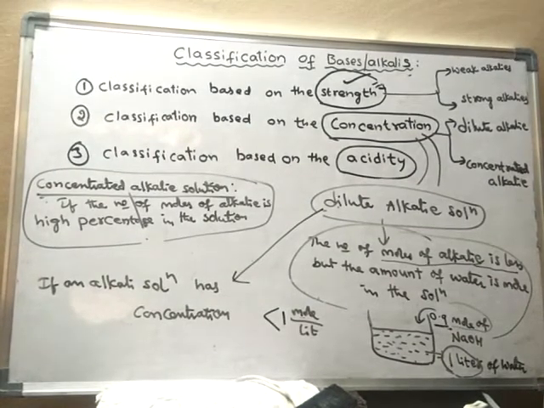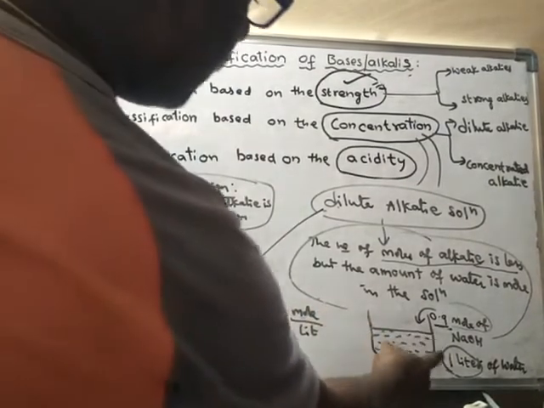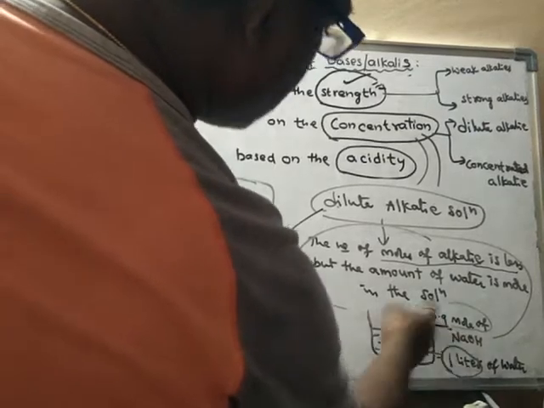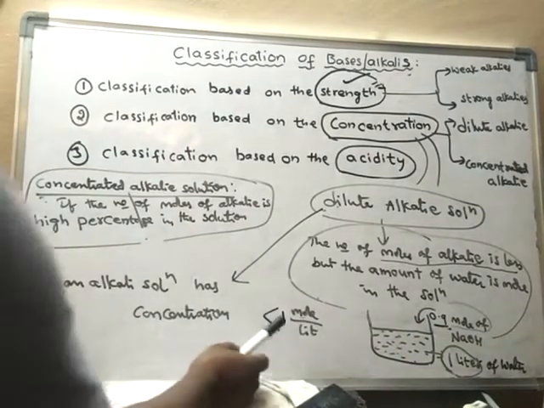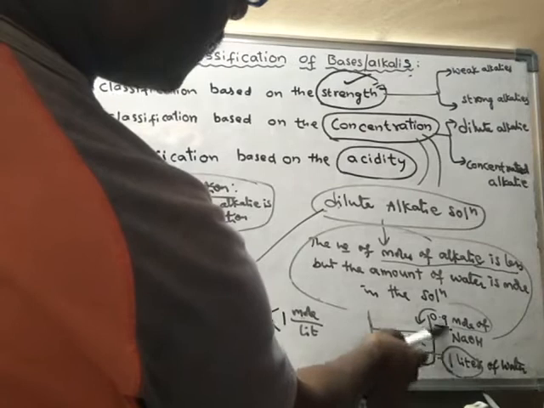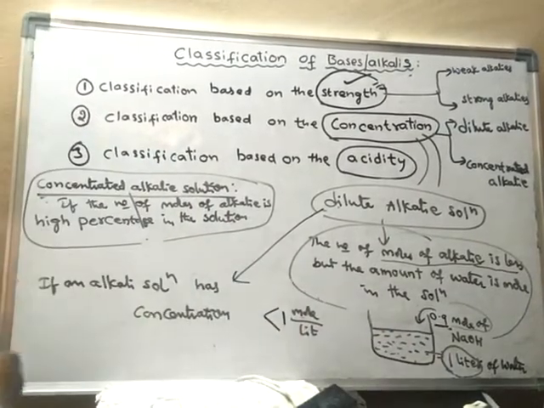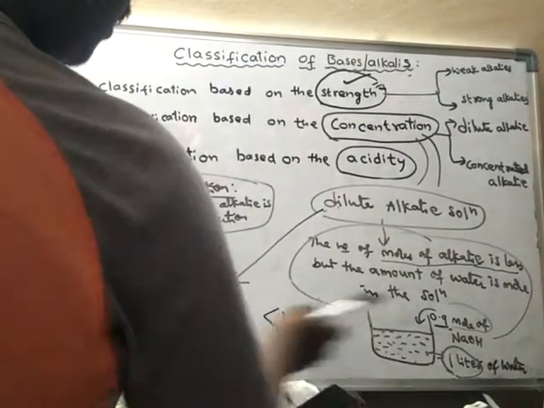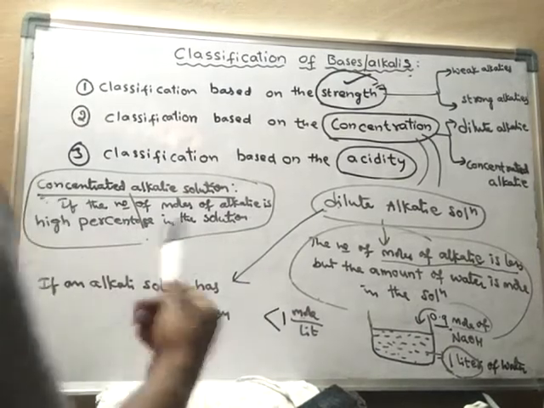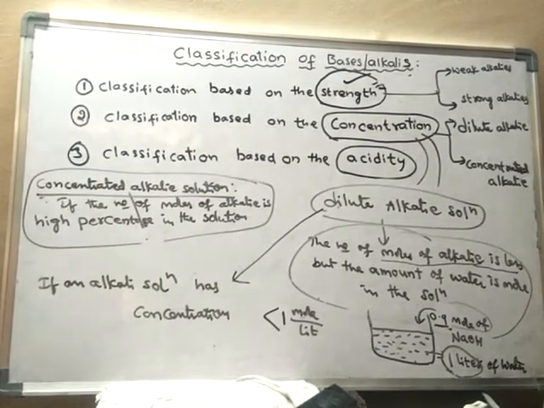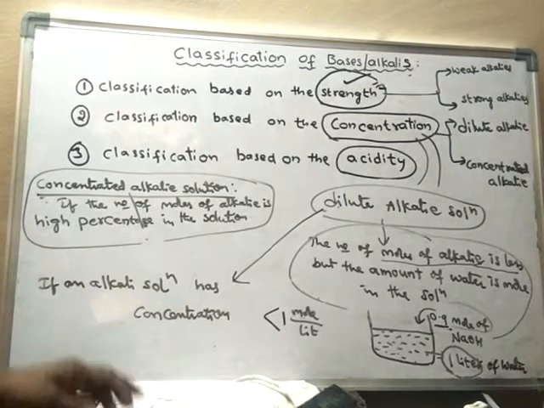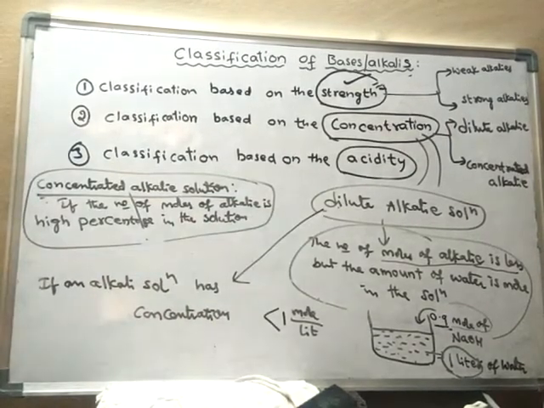Okay, got it. So here the concentration is less than 1, because it is 0.9 mole per liter. Hence the concentration 0.9 means it is less than 1, and so it is said to be a dilute alkali solution.